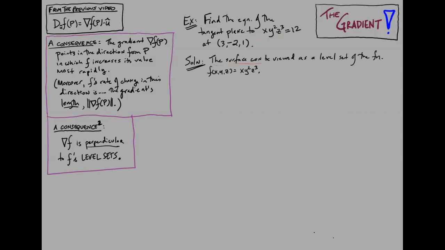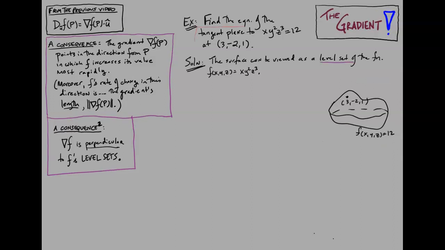That surface can be viewed as a level set, namely as the level set of this function, xy squared plus x cubed. This would just be f of x, y, and z is equal to 12. So I don't particularly care what this looks like. I'll just draw a quick schematic blob here to represent it. This isn't supposed to be remotely accurate. It's just to help us in our thinking. Now we have a point on this level set. It happens to be (3, -2, 1).